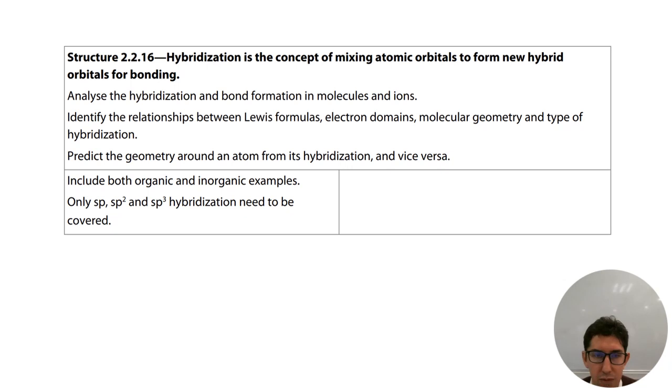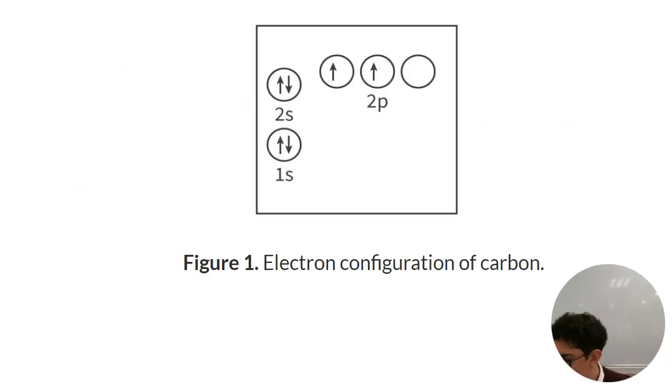Okay, moving on to hybridization. So now we're going to look at how hybridization forms. This is looking at orbitals again. So let's look at the electronic configuration of carbon. So have a look at this.